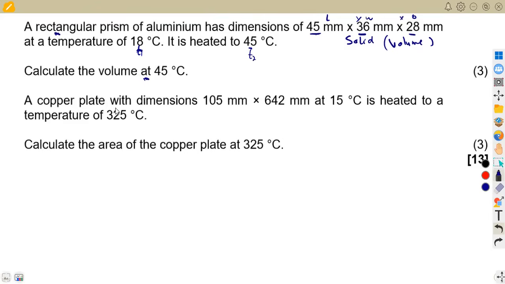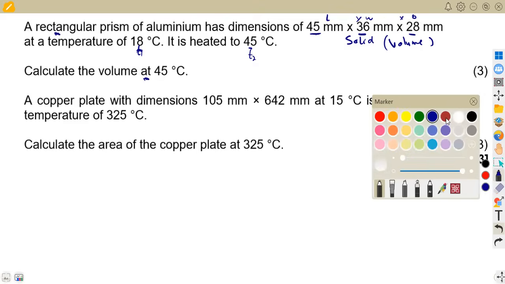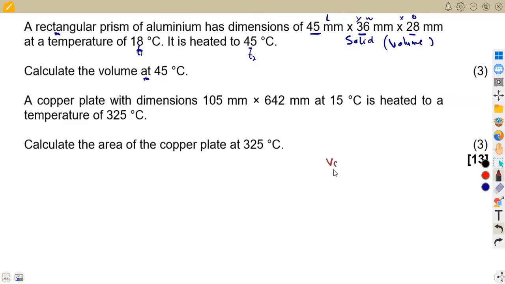Not the increase in volume, but the volume at the end. So we're talking about the final volume, which we understand is going to be the change in volume plus the original volume that we are given. The original volume, like I said, we are going to obtain from the dimensions that we are given here. All right, so this is what you're going to have in our information.